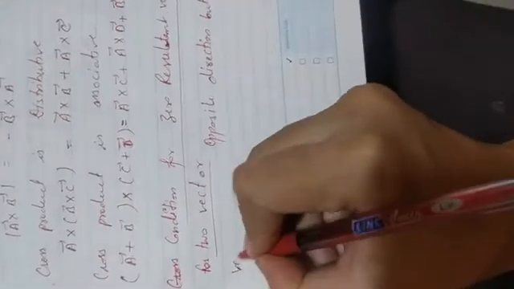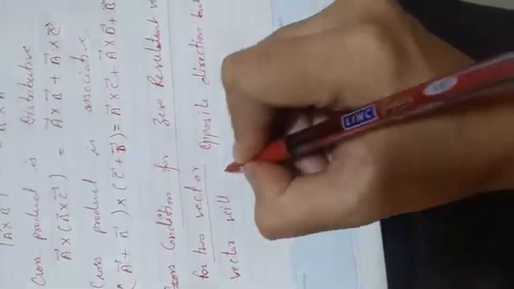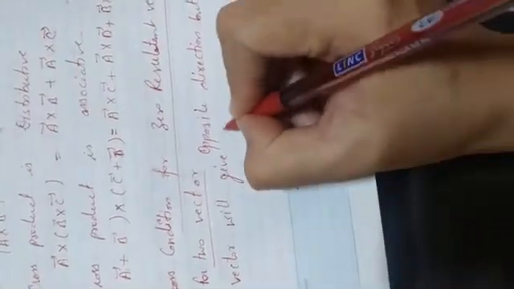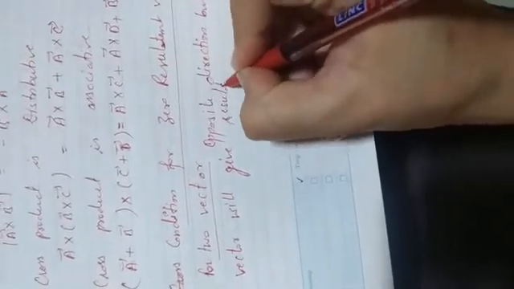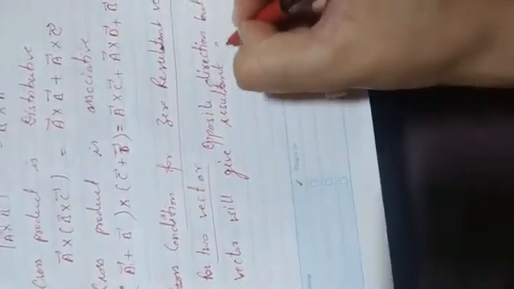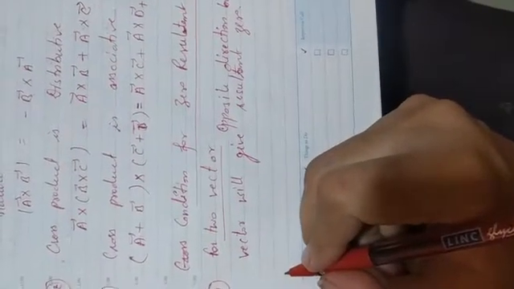but equal vectors will give resultant 0. This one is the first condition when we are taking two vectors.